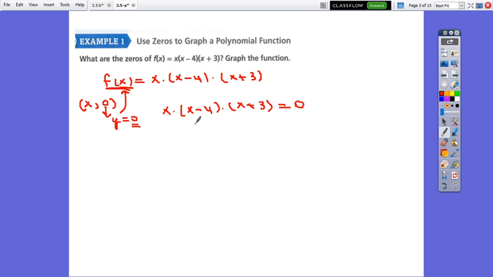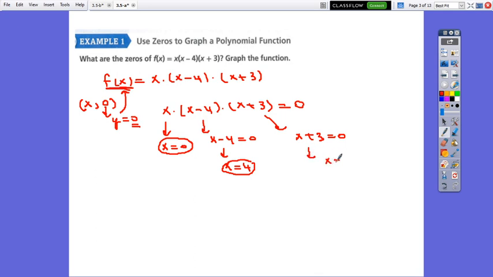A product is 0 if at least one of the factors is 0. So we use the zero property of multiplication. Maybe x is 0. From the second factor, x - 4 = 0. And from the last one, x + 3 = 0. The first one is already solved for x. From the second one, x = 4. And from the third one, x = -3.